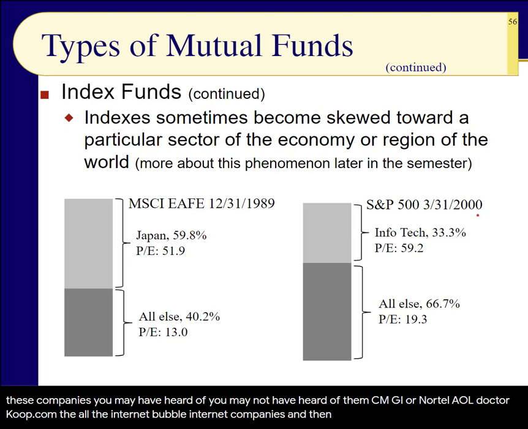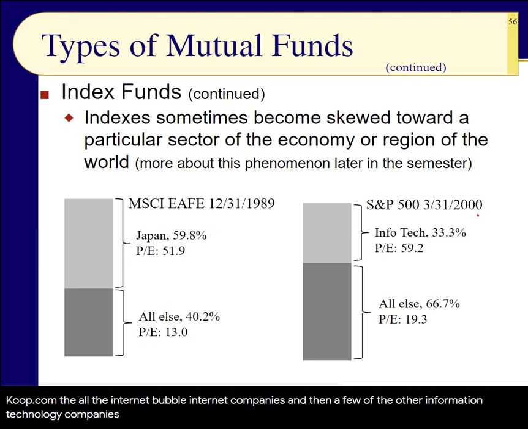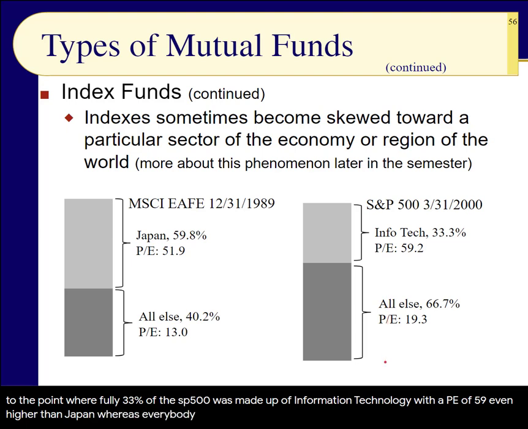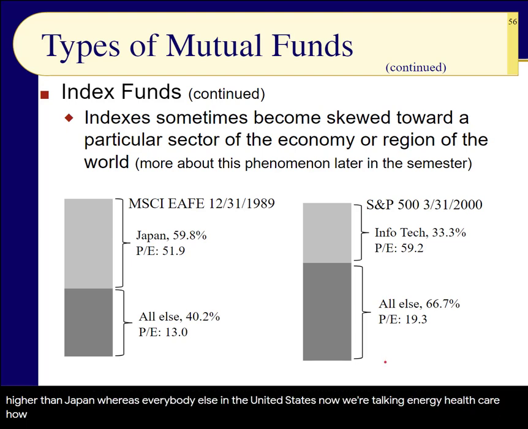And then a few of the other information technology companies like Dell and Microsoft and Intel, their prices had been bid up to the point where fully 33% of the S&P 500 was made up of information technology with a PE of 59, even higher than Japan. Whereas everybody else in the United States, now we're talking energy, healthcare, housing, food, distribution, made up two-thirds, 66.7% of the index, with a much lower PE.